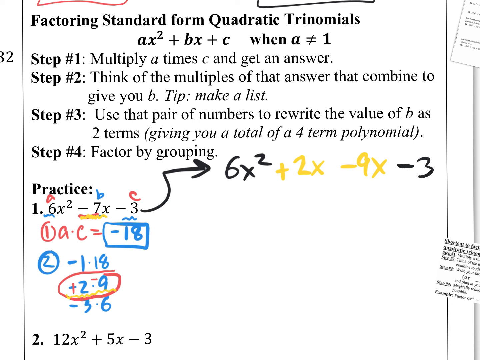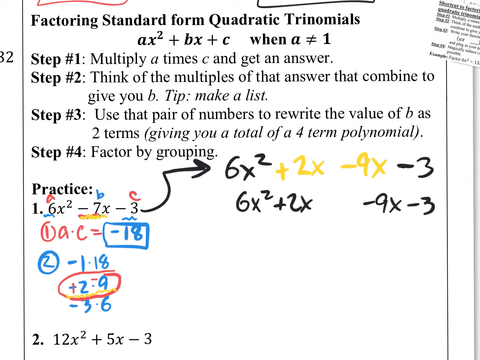So now we got to go through that whole other process of grouping. So step 1 is to separate them into 2 groups, 6x squared plus 2x, and minus 9x minus 3. And then step 2 would be to factor something out of each group. What could you pull out of there? 2x. What would be left over on the inside? 3x plus 1. What could you pull out of the second group? A -3. Excellent. And what do we have left on the inside?